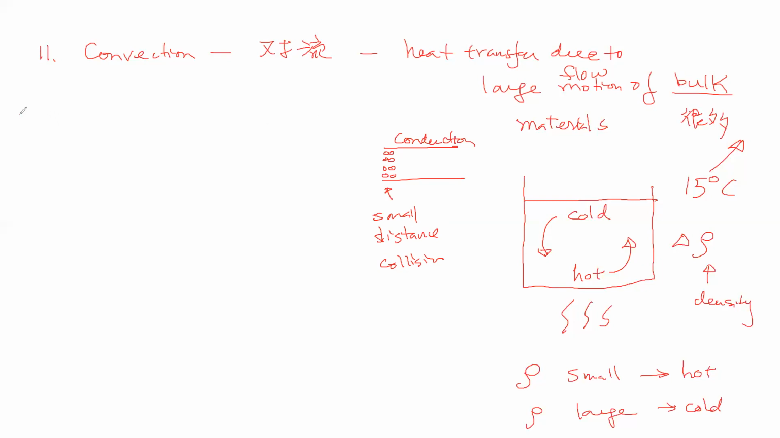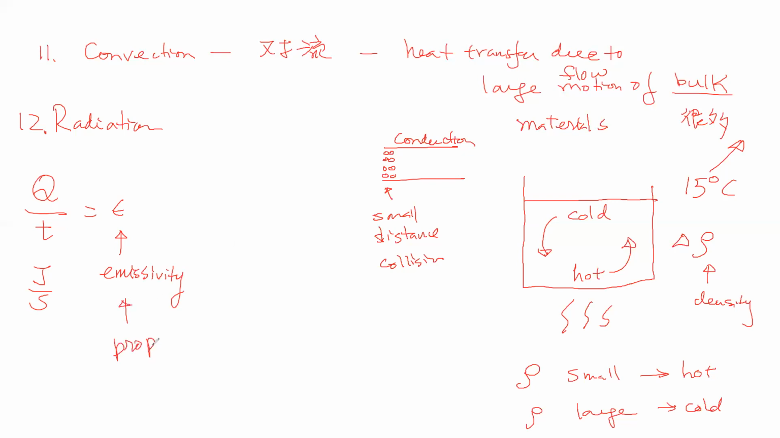So number 12, it's going to be radiation. And that's it for this topic. So radiation, the formula is Q divided by T. So same thing, this is joule per second. And that's equal to epsilon. This is emissivity. So emissivity is a property again of material. 特性, property is 特性, remember? Property of material. And emissivity is larger than 0 and less than 1.